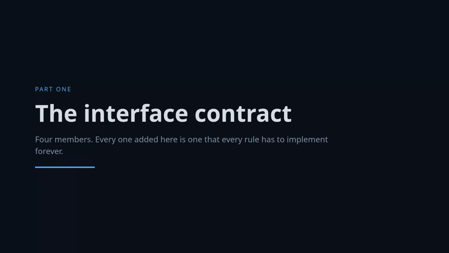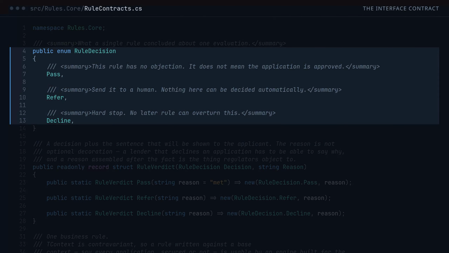The first thing to build is the contract, not the engine and not the rules. The interface that everything else agrees on, which turns out to be 4 members long. Getting it this small is most of the work because every member added here is a member that every rule has to implement forever. Start with what a rule returns.